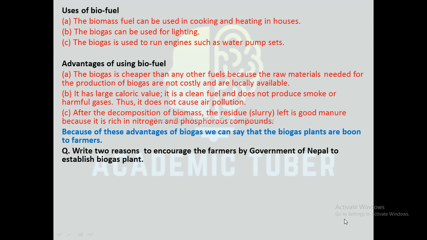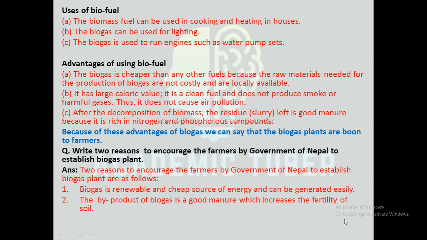So here is one question. Write two reasons to encourage the farmers by the government of Nepal to establish biogas. The government of Nepal should encourage the farmers to use biogas because of the following reasons. Biogas is a renewable and cheap source of energy and can be generated easily. The byproduct of biogas is a good manure which increases the fertility of soil.